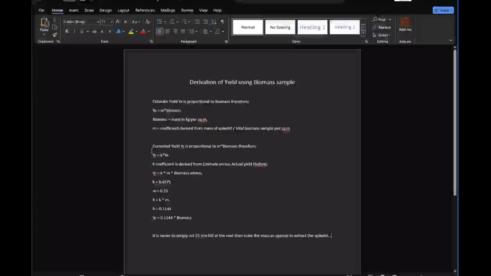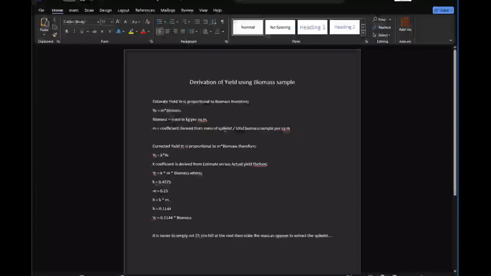And one of the things I've learned is work smart, not necessarily work hard. There's nothing wrong with working hard. One should be able to simplify the work hard into work smart. The equation is Y equals some coefficient M times the biomass, the sample. And the M is derived from the spikelet divided by total biomass. I think you saw that in the past video.